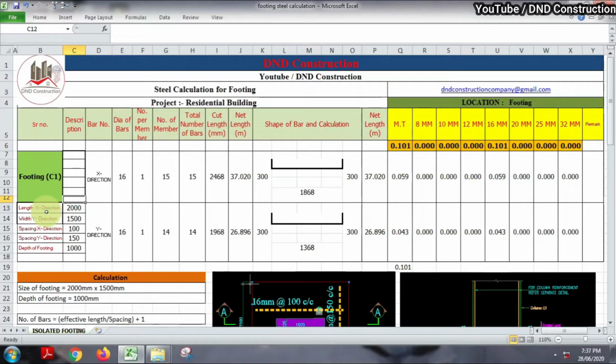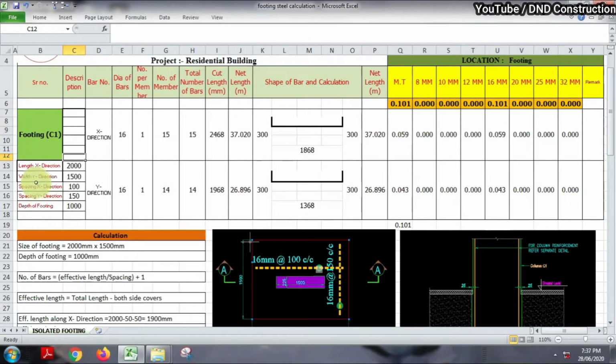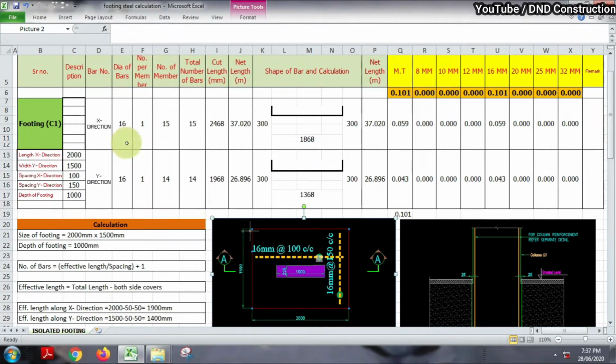So first put the length, the X direction length. As you can see, the X direction length is 2 meter. The Y direction length is 1500 mm. Spacing of the X direction bar is 100 mm center to center. Y direction bar is 150 mm center to center, and depth of footing is 1000 mm. So these are the basic details as per the drawing.